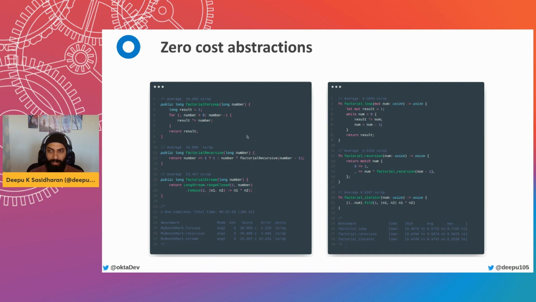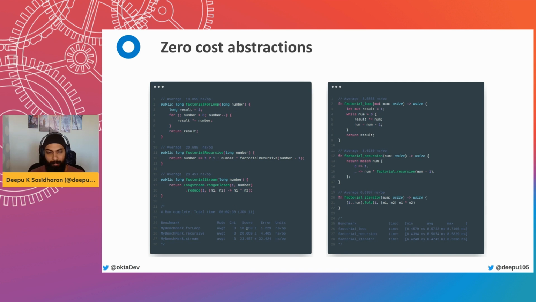So it's doing factorial using three approaches. There's a factorial using traditional for loops, the imperative way. There is a recursive way, and there is factorial using the inbuilt functional APIs. In case of Java, it's the stream API, and for Rust, it's the inbuilt functional APIs, like fold in this particular case.